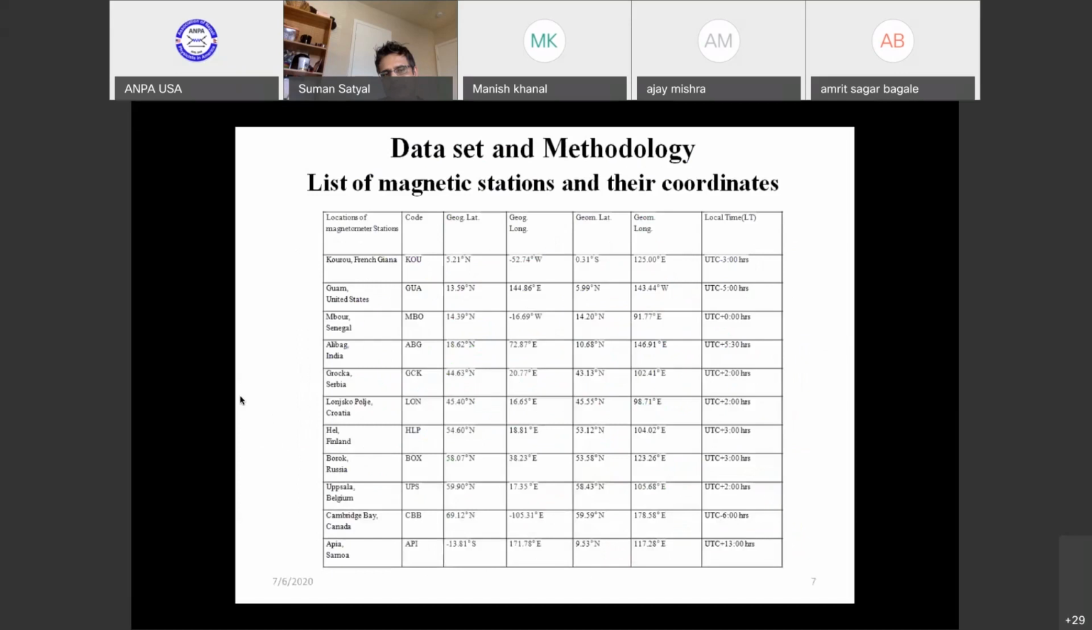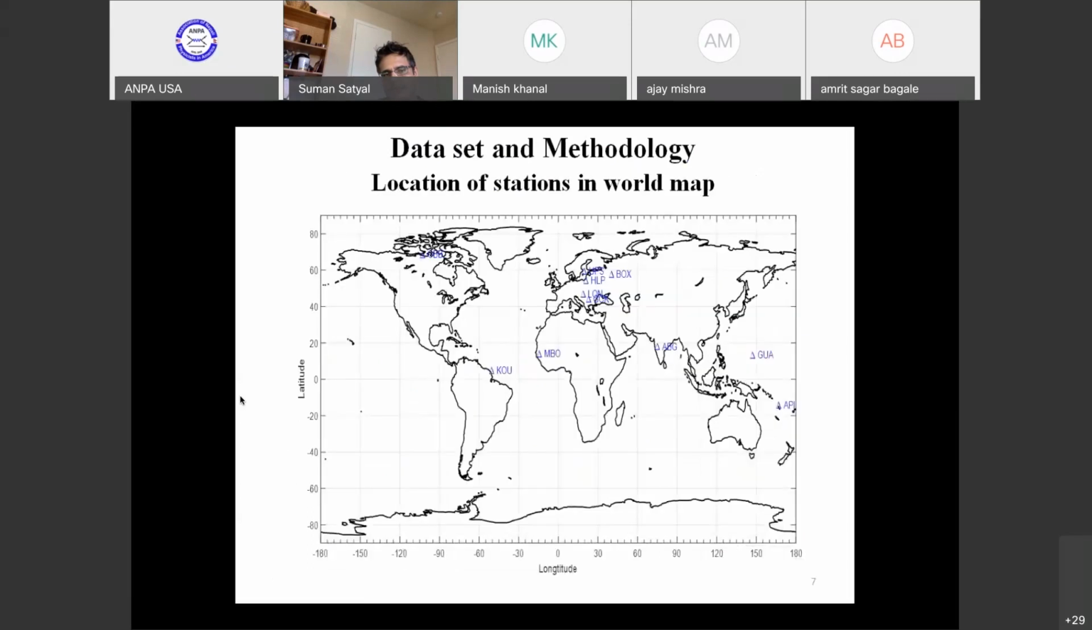Now, this shows the list of the geomagnetic stations used in our study. We have selected geomagnetic stations located in the equatorial, mid latitude and high latitude regions, and this is the distribution of geomagnetic stations on the global map. This shows that most of the magnetic stations taken in our study lie in the northern hemisphere.